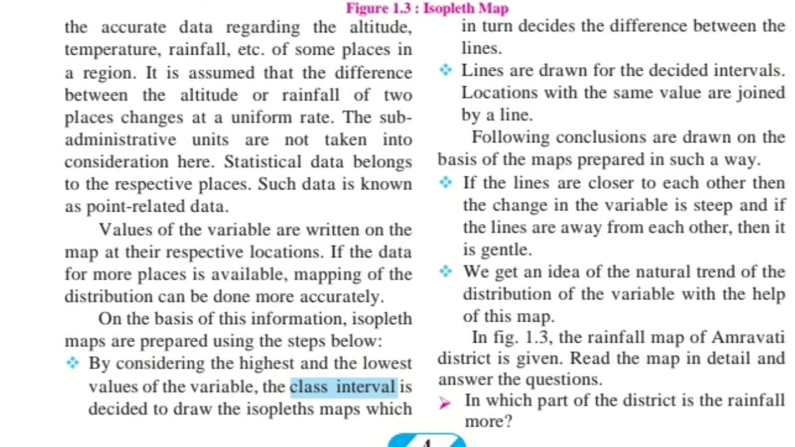Yes, and then there are two conclusions we need to make when doing isopleth maps. If lines are close, the change is steep. This is very important. If lines are close enough, they are very narrow, then going far. Here narrow means the change is very steep. That means the change is very fast. Then we also conclude the natural trends in the particular region for a particular map. These are the two conclusions.